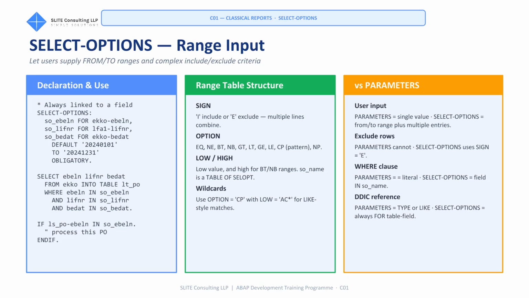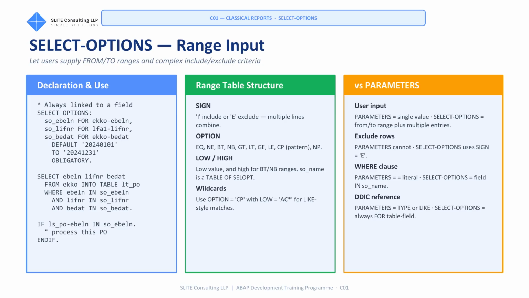Always declare SELECT-OPTIONS using FOR followed by a database table field. SELECT-OPTIONS so_bukrs FOR t001-bukrs. This links the range to the DDIC field, giving it the correct type, F4 help, and conversion exit. Unlike PARAMETERS, which generates a simple scalar variable, SELECT-OPTIONS generates an internal table with the SELOPT structure. Each row has SIGN, I for include, E for exclude; OPTION for the comparison operator like EQ or BT for between; LOW for the low value; and HIGH for the high value in a range. In your SELECT statement, use the IN operator: WHERE bukrs IN so_bukrs. ABAP builds the SQL dynamically from the range table.